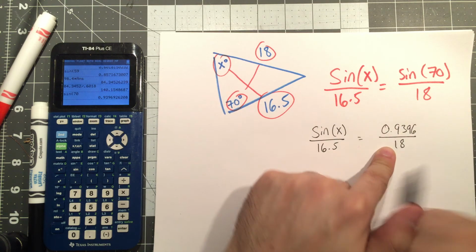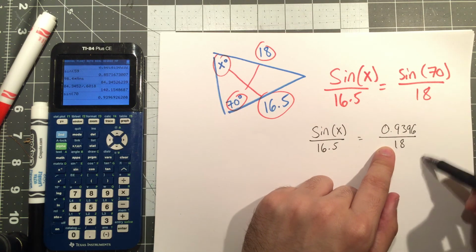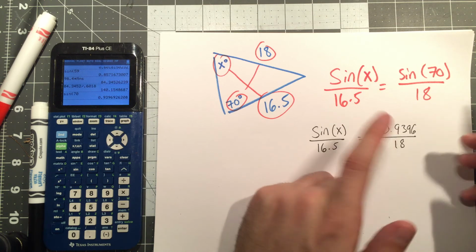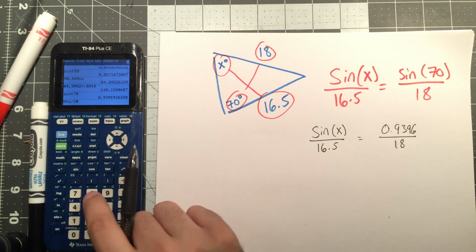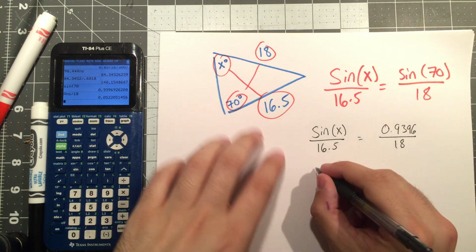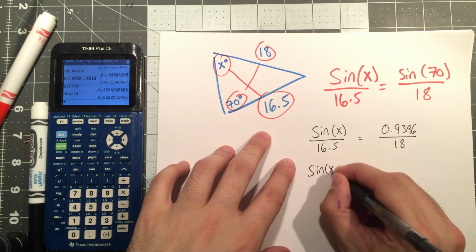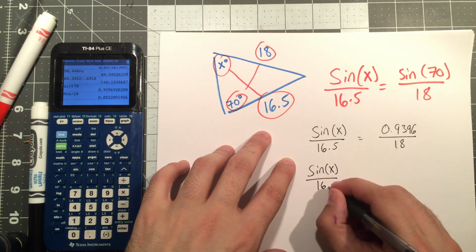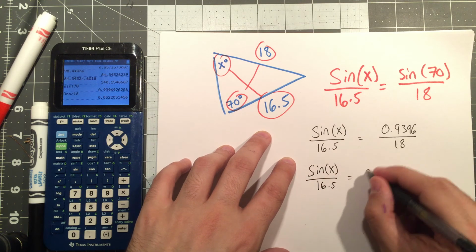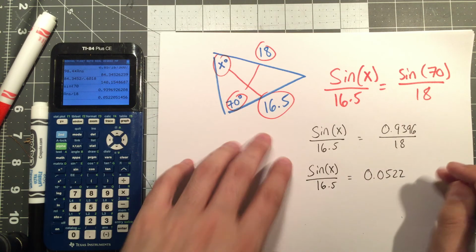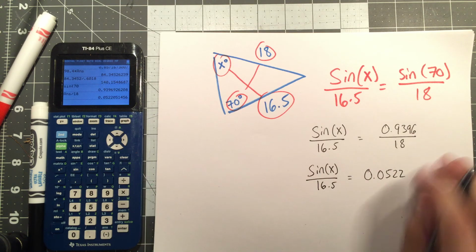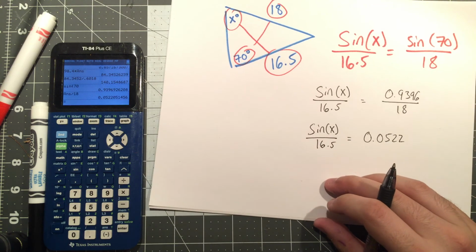That's why this time I'm going to actually clean this side up. I'm going to clean this side up by just plugging this in my calculator. 0.9396 divided by 18 to get a whole new side. Just going to clean up that side by plugging in the calculator to get what that equals. 0.0522. I'm keeping 4 decimals while I'm working, and then I'll cut them off at the end.